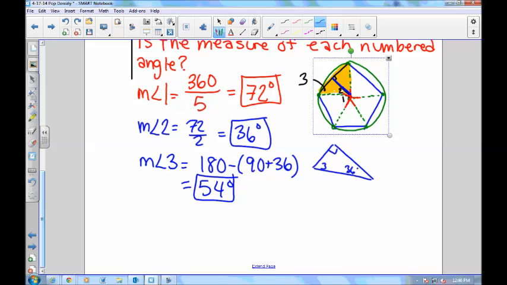Okay, number 1 is just like that. Start with angle 1: 360 divided by however many sides the shape has. Then you cut it in half for angle 2. And then you use your knowledge of the triangle angle sum theorem to find the third angle. Any questions there? Okay, we are going to write a postulate and a theorem and then use that for example 2, and we're done.